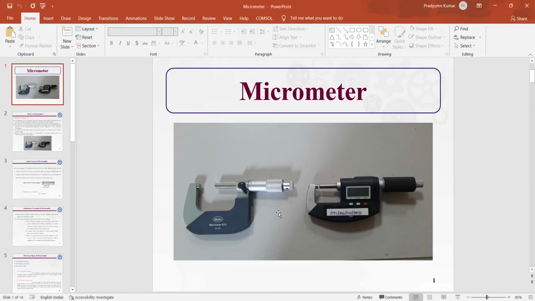Morning, all of you. Today, I will discuss the basic concept of the micrometer. We will discuss the parts of a micrometer and how to measure the dimension of an object.